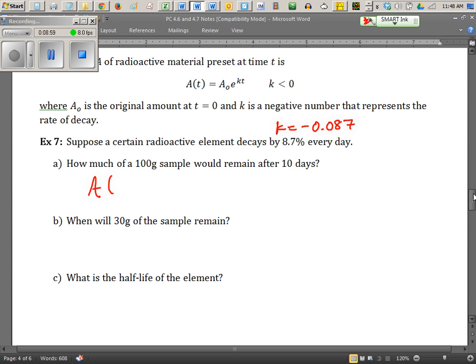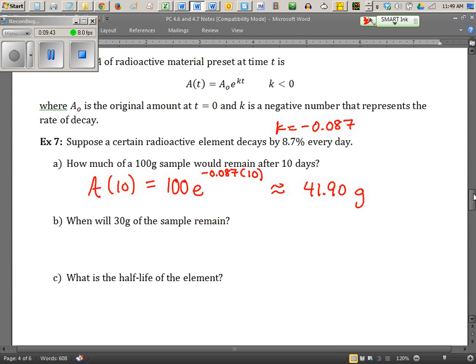So A, after 10 days, would be, starting amount was 100 gram sample, e to the k t. We're waiting 10 days. All right, time to get out the calculator. So how much of a 100 gram sample remains if it's been decaying for 10 days? Let's find out. I'm getting 41.90 grams remains. So I guess this element, whatever it is, if you wait 10 days, it'll drop from 100 grams of radioactive substance down to only 42 grams of radioactive substance.